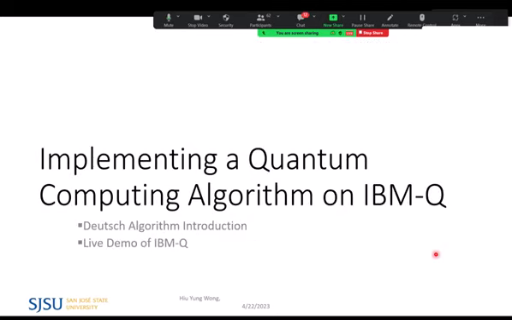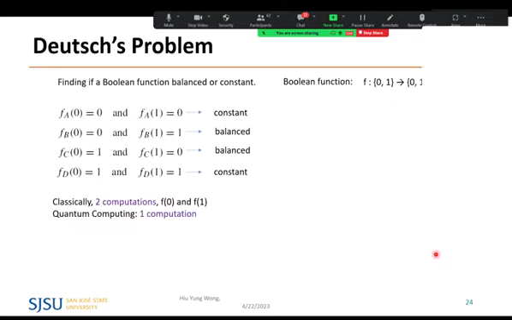Okay, at this moment, I would like to just show quickly an algorithm which is called Deutsch algorithm, just so that you have an idea on what it is about, right? So Deutsch algorithm is something that helps you to answer a question.